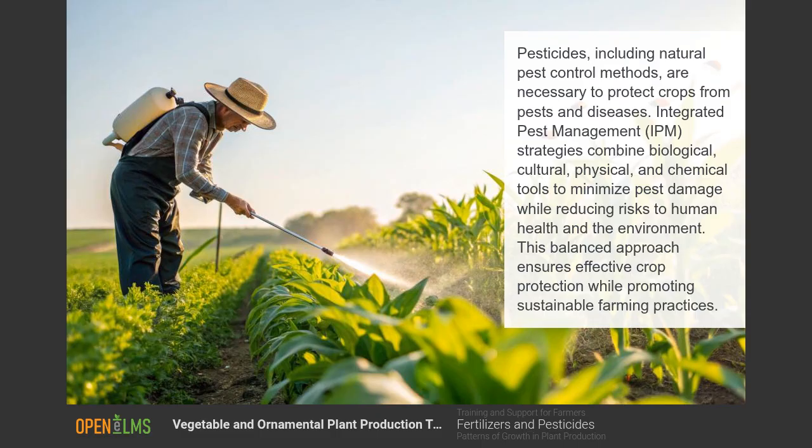Pesticides, including natural pest control methods, are necessary to protect crops from pests and diseases. Integrated pest management (IPM) strategies combine biological, cultural, physical, and chemical tools to minimize pest damage while reducing risks to human health and the environment. This balanced approach ensures effective crop protection while promoting sustainable farming practices.